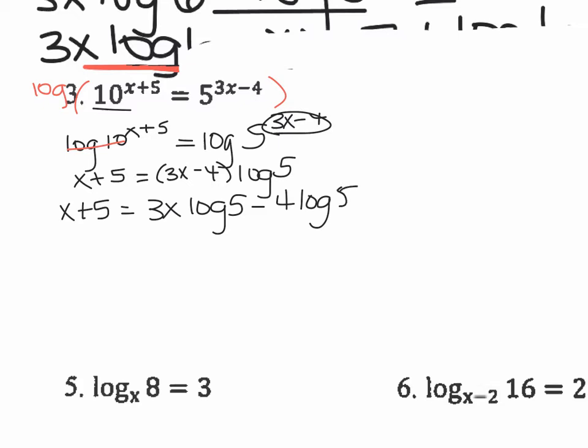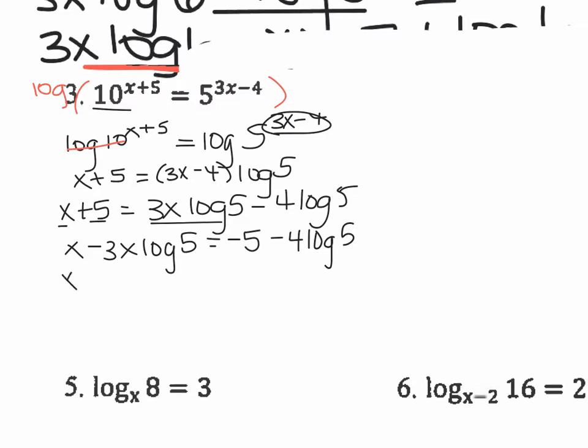So now I'm going to move all my x's to one side. So I am going to keep x on the left, and I'm going to move 3x log 5 by subtracting it. And then I'm going to move negative 5 to the other side, and then I have minus 4 log 5 as well. So now I'm going to factor out an x. So I'm left with 1 minus 3 log of 5 equals negative 5 minus 4 log of 5.